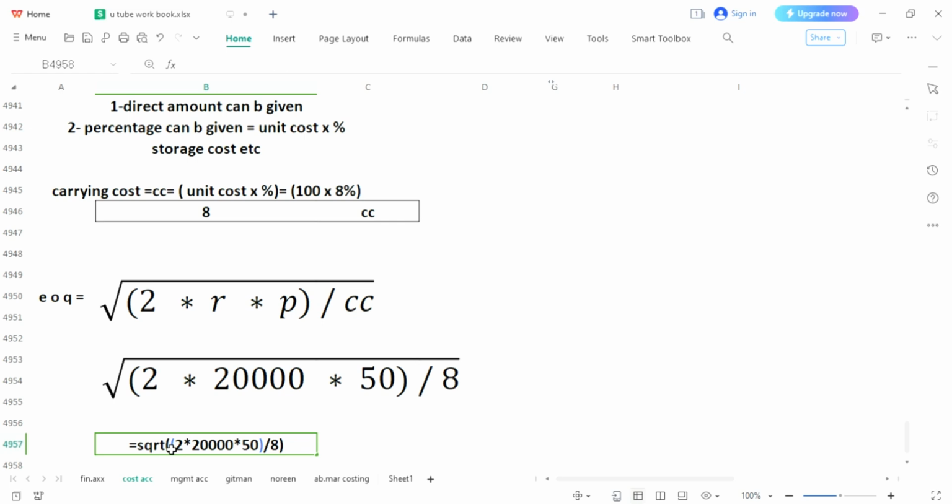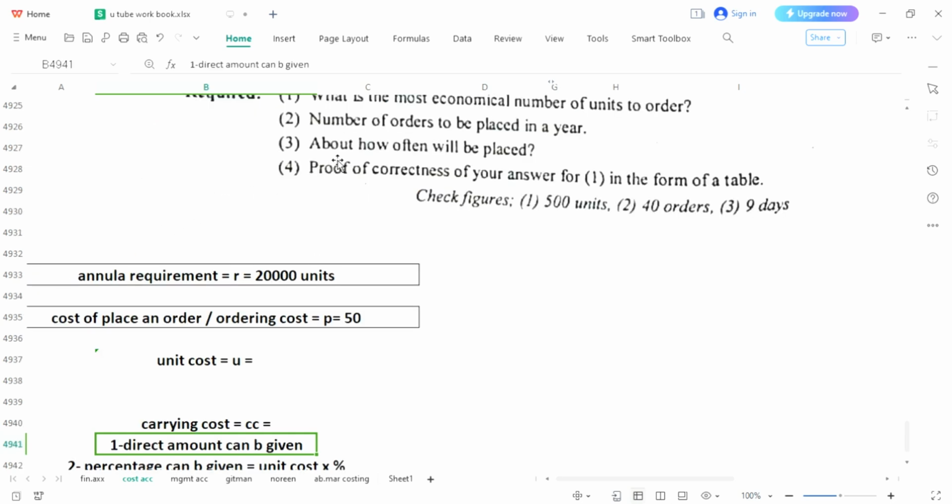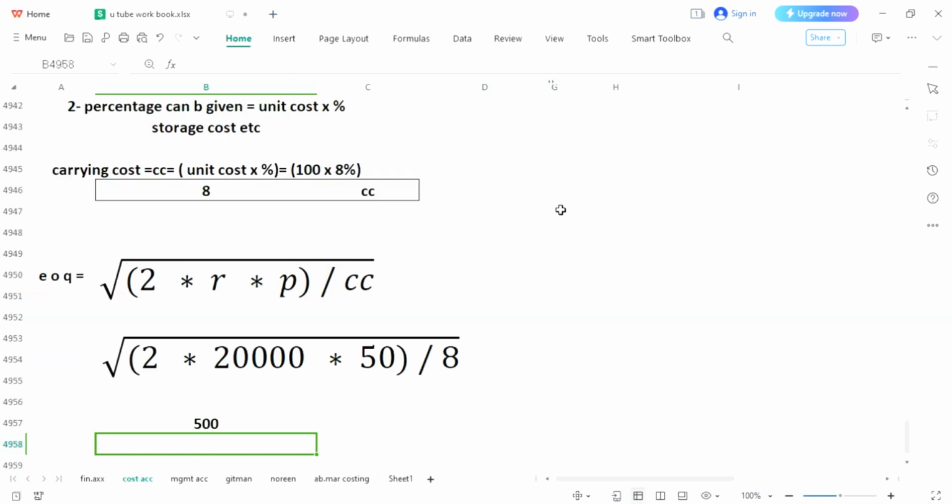It is taking a little more time, which shouldn't be. Okay, guys, 500 is its final answer, and what we have calculated is the economic order quantity. Go back to the question. The first requirement was the most economical number of units to be ordered, meaning economic order quantity, and your first answer is 500. Look, it's not that complicated.